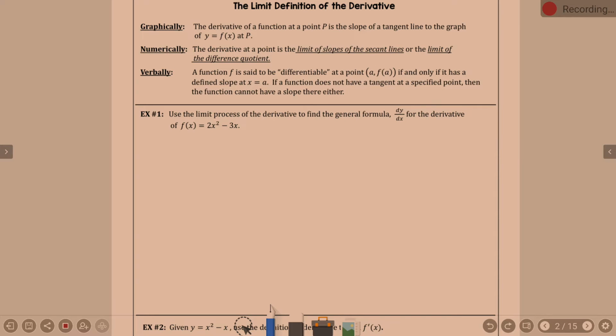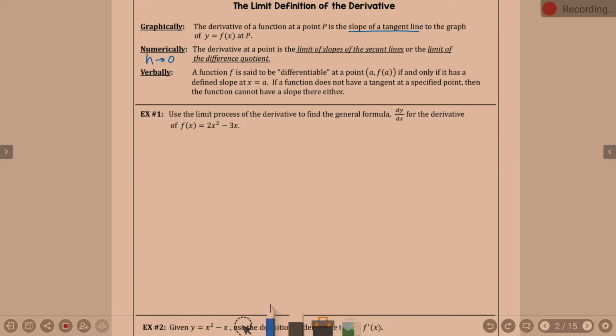Okay, limit definition of the derivative. Graphically, the derivative of a function at a point P is the slope of the tangent line, right? No surprise there, I keep talking about that. Numerically, the derivative at a point is the limit of the slopes of the secant lines, or the limit of the difference quotient, and this is going to be the idea that as h approaches 0.